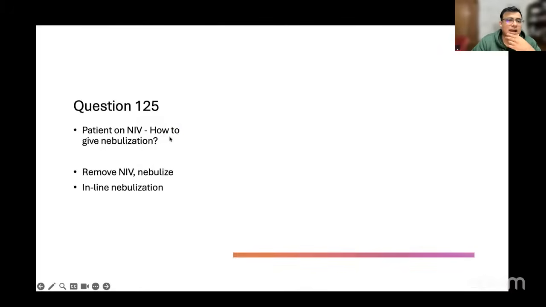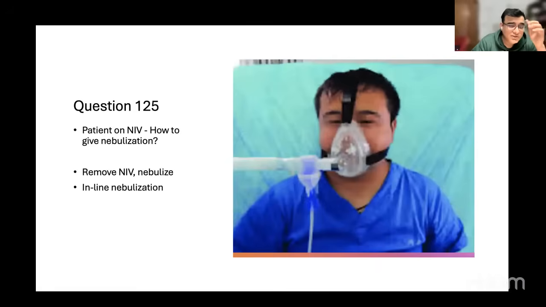Patient on NIV, how to give nebulization: remove NIV and nebulize, or inline nebulization? So patients who are severely dependent on NIV, who are in severe respiratory failure or something, in those scenarios it's always better to give inline nebulization. Connect the nebulizer in line. So that is always preferred. Inline nebulization is the preferred choice. Okay.